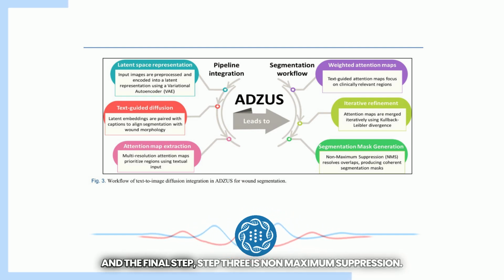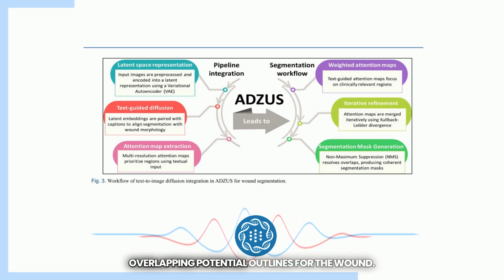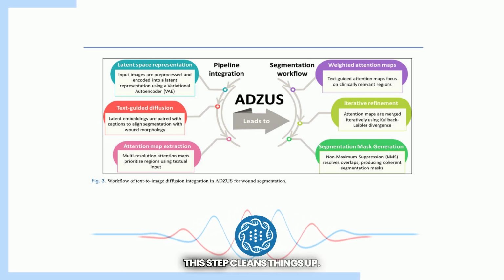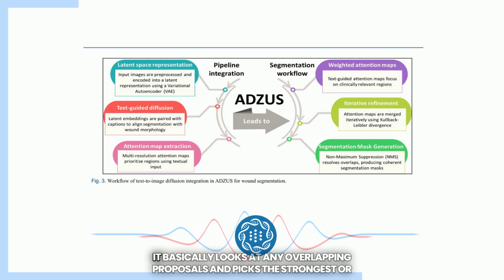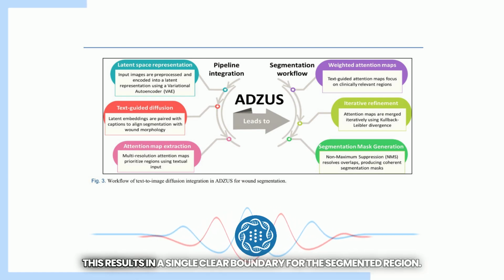And the final step. Step 3 is non-maximum suppression. After the merging, you might still have some slightly overlapping potential outlines for the wound. This step cleans things up. How so? It basically looks at any overlapping proposals and picks the strongest or most confident one for each pixel, suppressing the weaker overlapping ones. This results in a single, clear boundary for the segmented region.